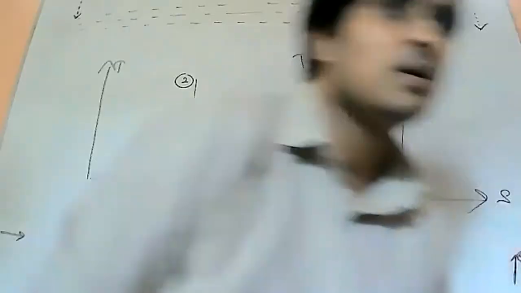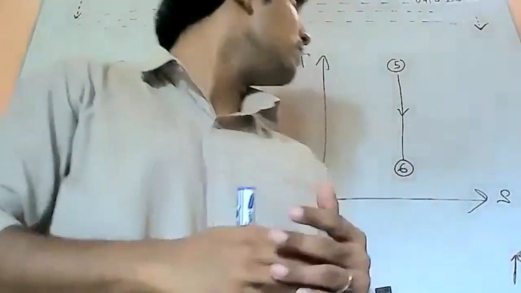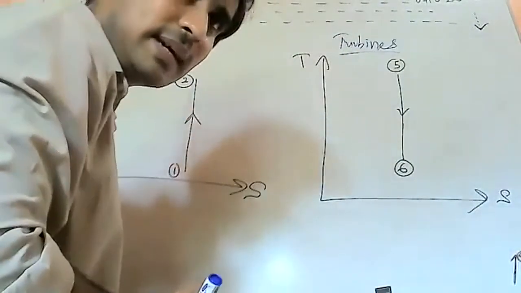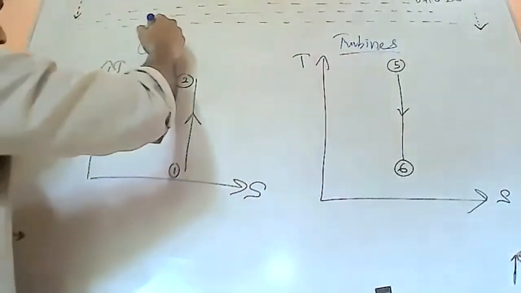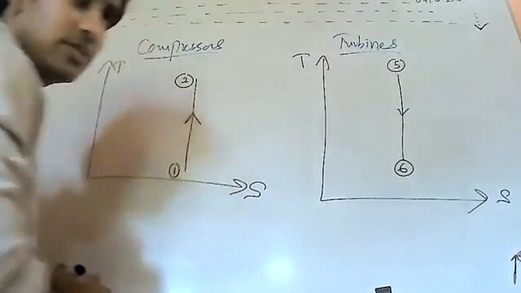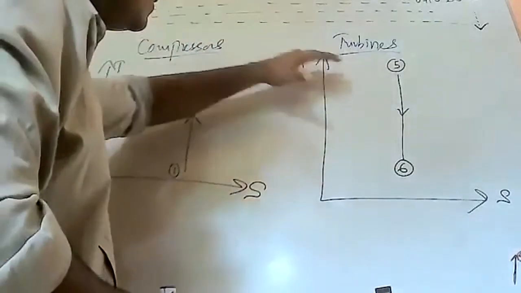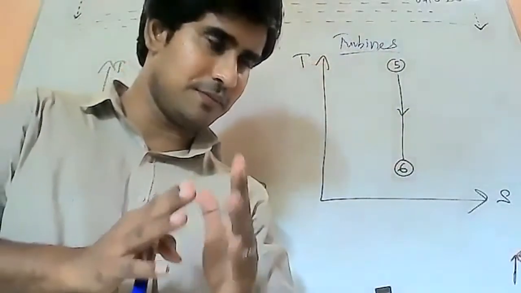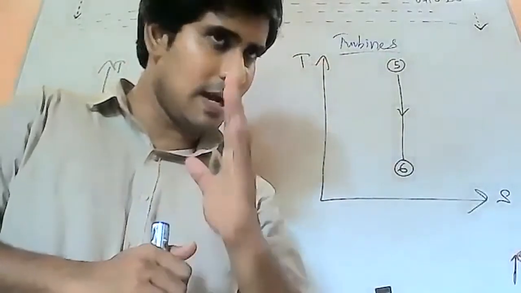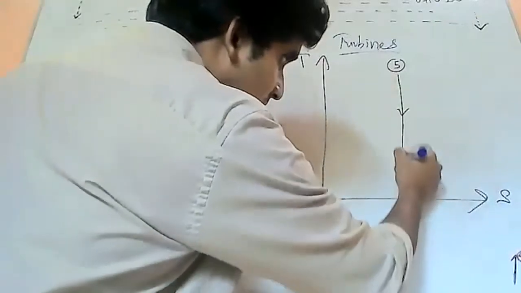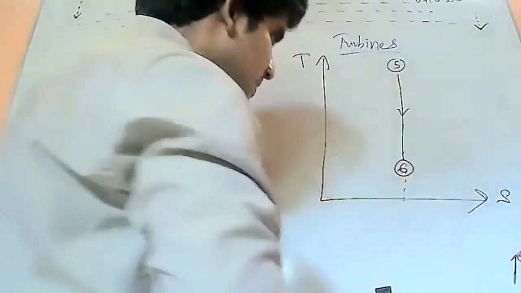Okay, so now let's consider the ideal scenario for the turbines, and how the TS diagram varies for the turbines and for the compressors. Let's consider the turbine first. I told you the turbine is doing the work isentropically, that means at the same entropy. So the entropy level will not change. So this is the entropy level, and it will not change, right?